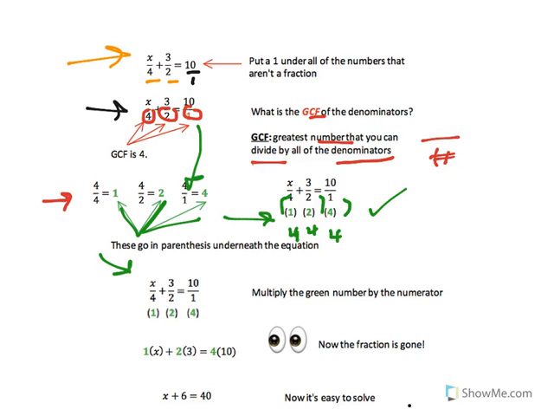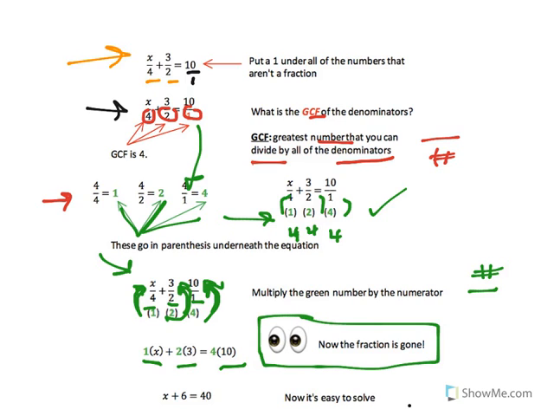I took the green numbers from up top and I put them underneath the fraction they go with. Now I need to multiply the number underneath in parentheses by the numerator. Remember, the numerator is the number on the top of the fraction. I multiply through here. 1 times x goes here. 2 times 3 goes here. 4 times 10 goes here. If you notice, the fraction is gone now. It's magic. This is how we get rid of fractions.